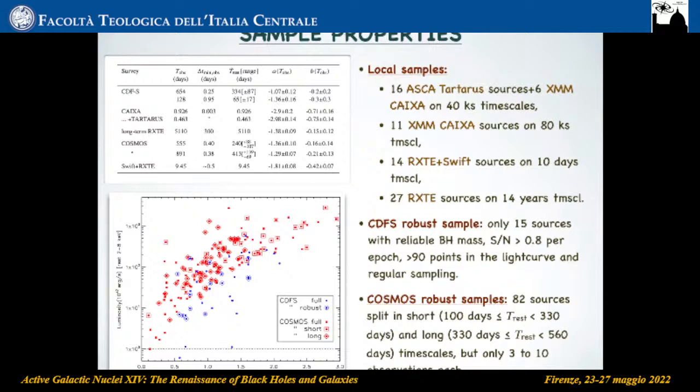So we have objects from the ASCA Tartarus sample and XMM Kaisha surveys that we heard about today. We have some light curves coming from RXT plus SWIFT to sample the 10 days time scale, which are intermediate. We have sources of RXT, they've been sampled on 14 years time scale, so very long time scale. And then we have these two, the Chandra Deep Field South, a robust sample, and a Cosmos robust sample. Each one of these has different properties. This is the redshift distribution of the two high redshift samples here.